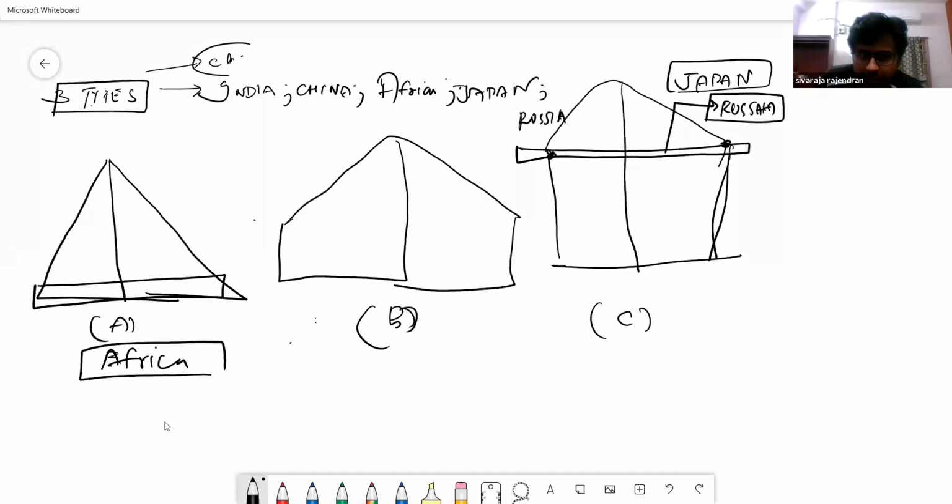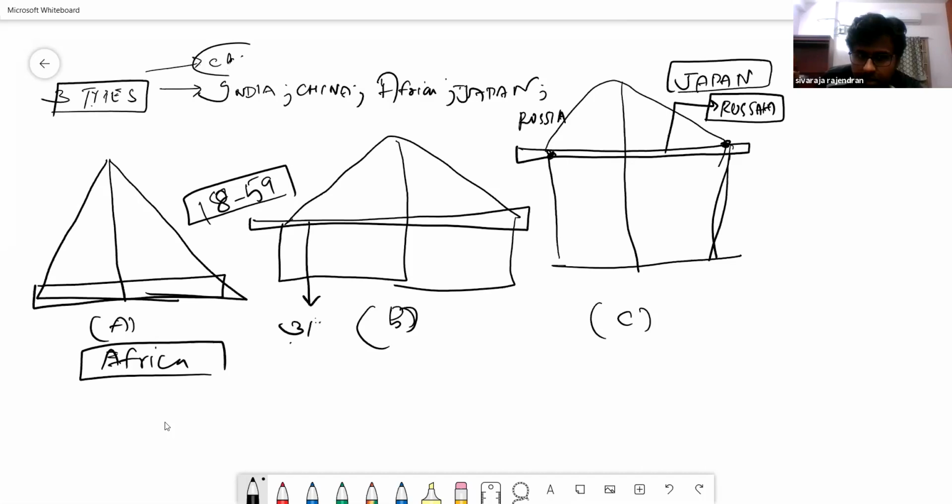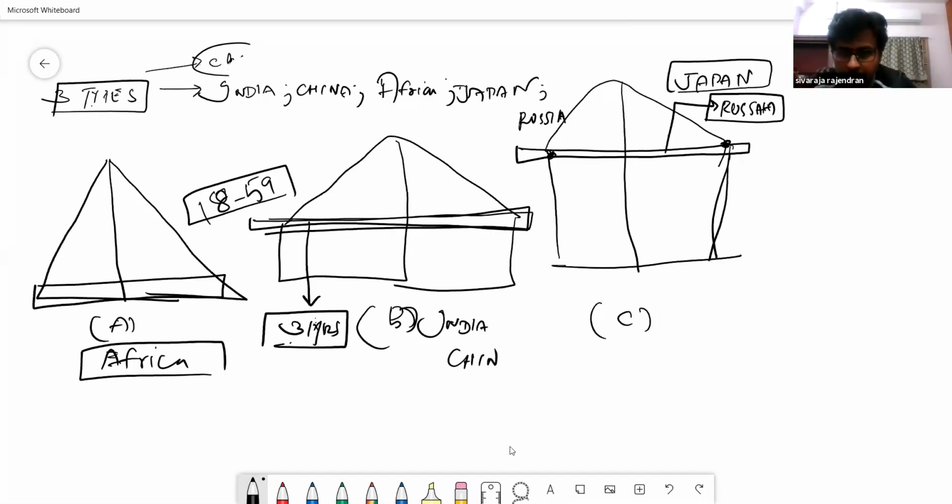But India, if you see, 18 to 59 is high. And also our median age is 31 years. Average age in India is 31. Right? So this is India. Same is the case with China. So here our point is high. So this is what is called the population pyramid.